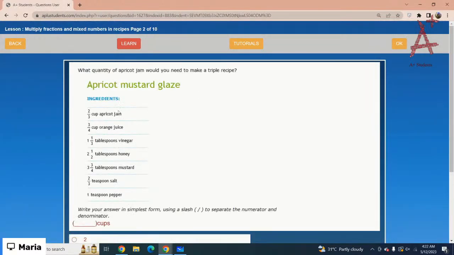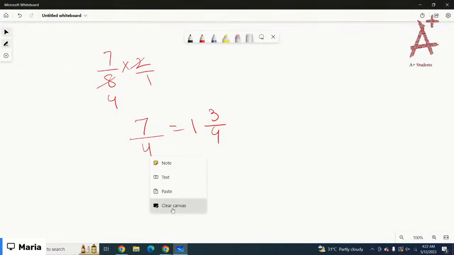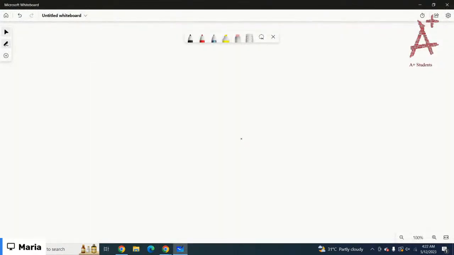Okay, the next one is, what quantity of apricot jam would you need to make a triple recipe? You need to do the triple recipe. So apricot jam is 2 by 3 cup. So let's just multiply it by 3. 2 by 3 times 3. 3 and 3 cancel out and you are left with 2. That means you need 2 cup of the jam if you're going to triple the recipe.